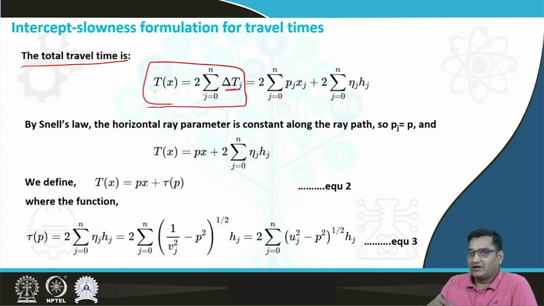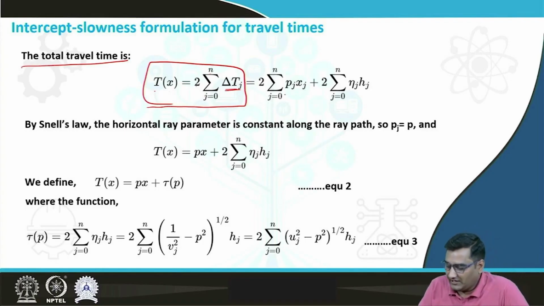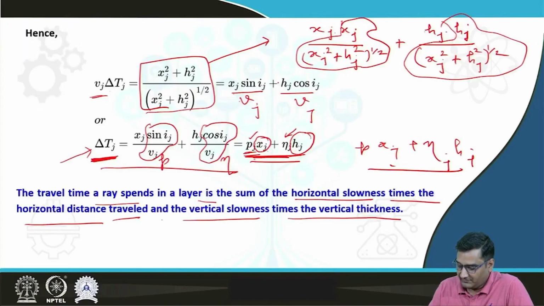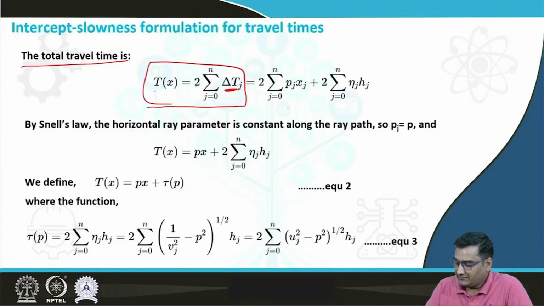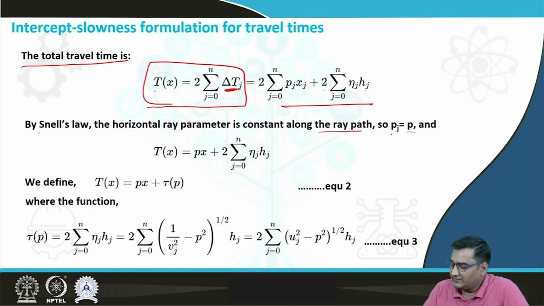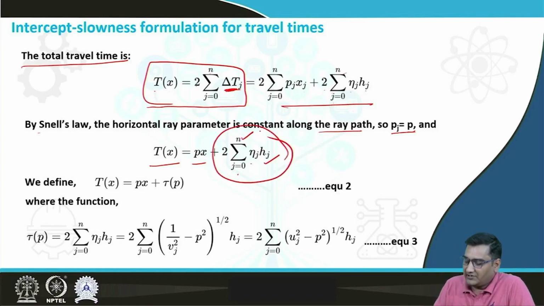So it will take the total travel time as the downgoing time plus the upgoing time, and if you replace this delta Tj from this particular equation over here, it will become something like this: 2 summation over j is equal to 0 to n Pj xj plus 2 summation over j is equal to 0 to n neta j hj. By Snell's law, the horizontal ray parameter is constant along the ray path, and we can write Pj as P because it is constant along the entire ray path, and Tx is equal to Px plus 2 summation over j is equal to 0 to n neta j hj, and this term is nothing but your intercept time.